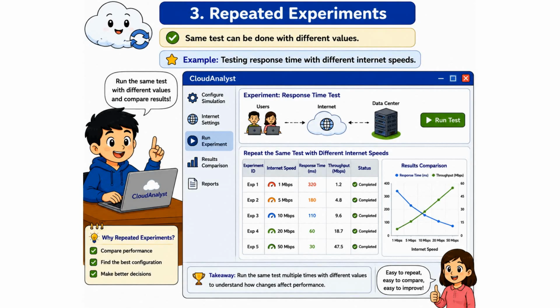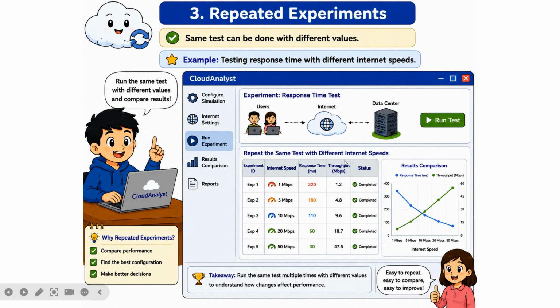So here this feature allows the users to perform the same simulation multiple times using different values and compare the results. So here you can see a student is shown using again the Cloud Analyst, indicating that the users can easily repeat experiments and analyze the performance changes. In the center section, you can see the Cloud Analyst interface is displayed with a response time test experiment, and the simulation is tested using different internet speeds such as 1 Mbps, 5 Mbps, then you have 10 Mbps, 20 Mbps and 50 Mbps. Each experiment measures the response time, throughput and the status.